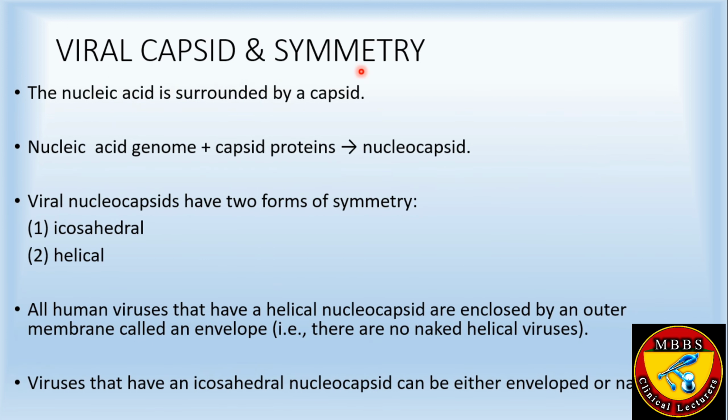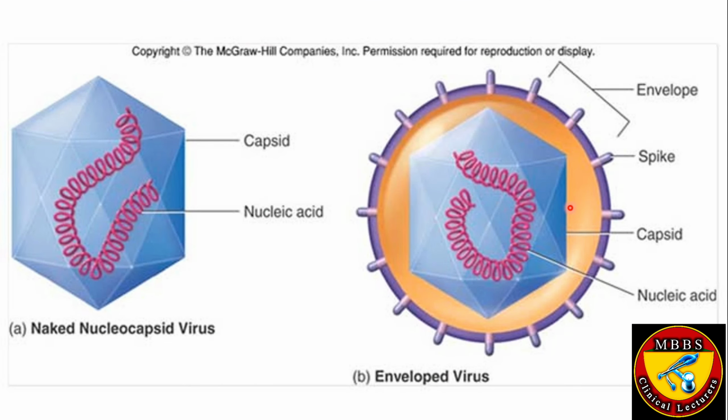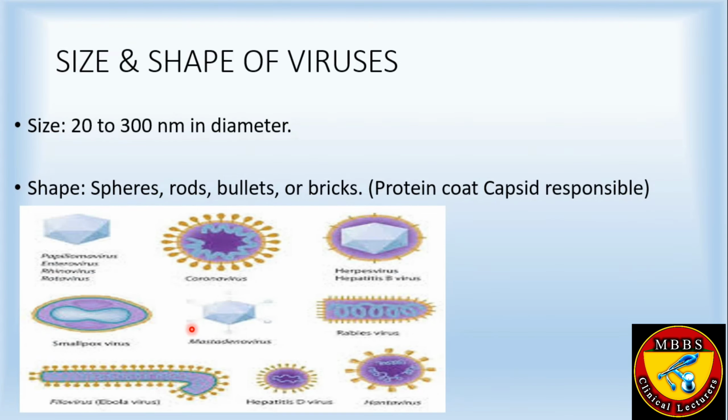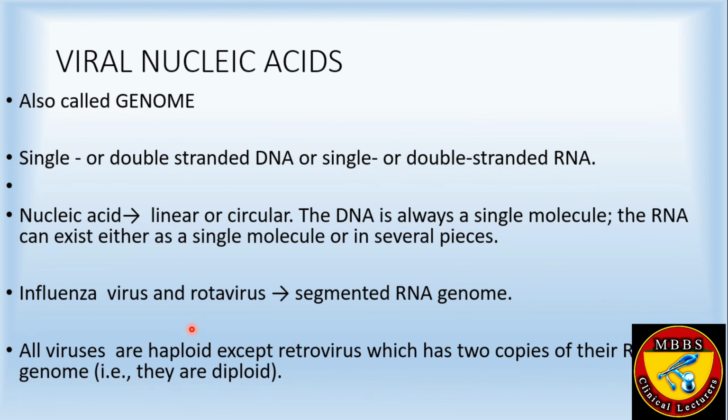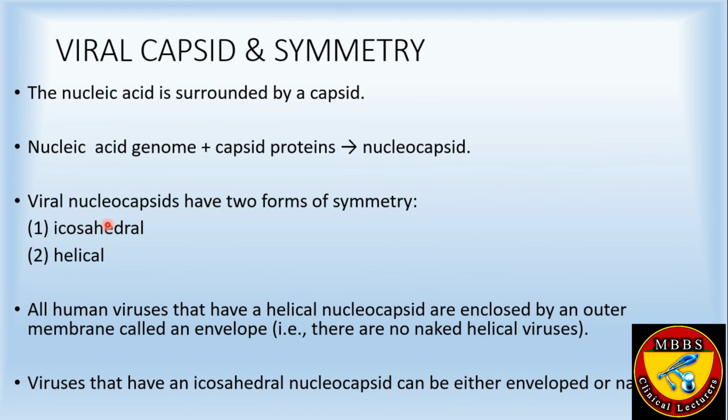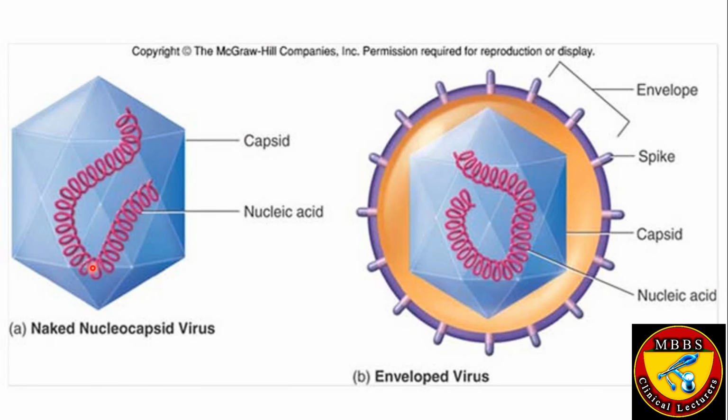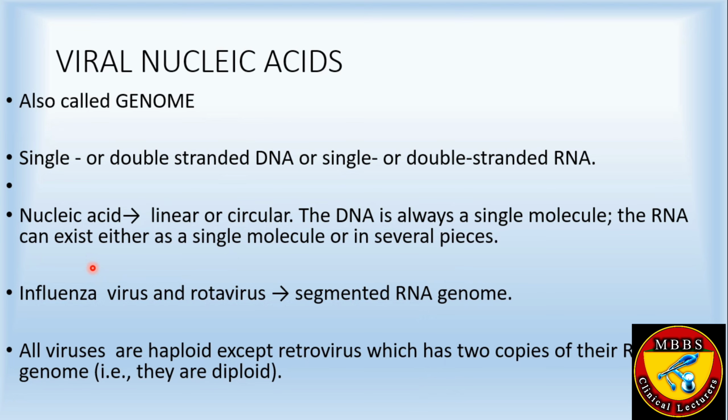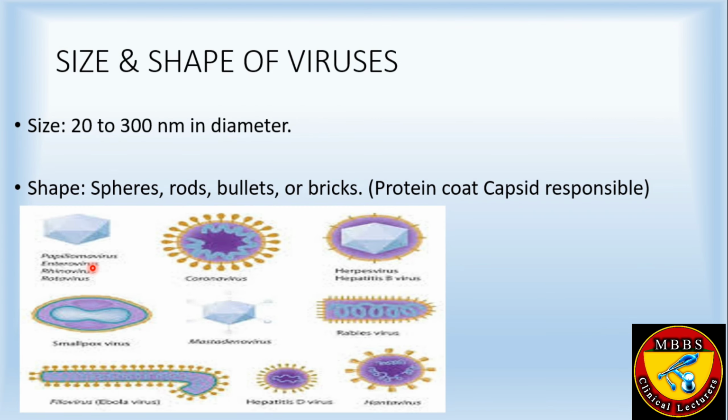Now, viral capsid and symmetry. The nucleic acid, as we have seen, is surrounded by a capsid. The nucleic acid combined with the capsid is known as the nucleocapsid. So here you can see in the diagram that the nucleic acid combined with the capsid is known as the nucleocapsid. Now the viral nucleocapsids have 2 forms of symmetry: either icosahedral or helical. This geometrical shape here is the icosahedral shape, and this is the helical shaped virus.